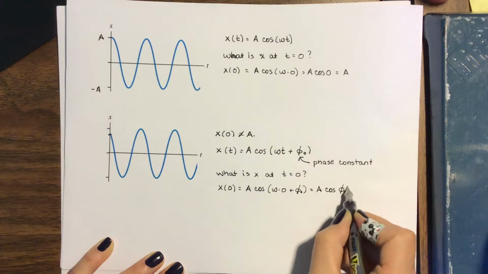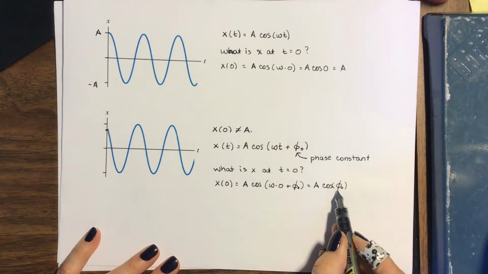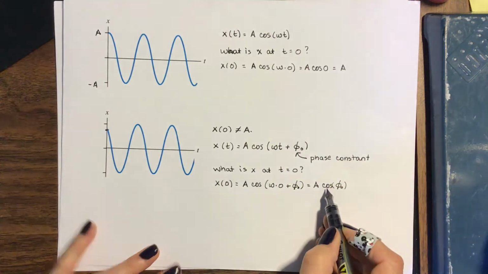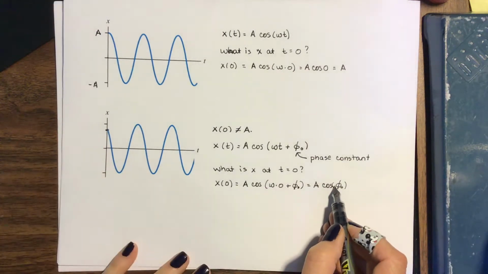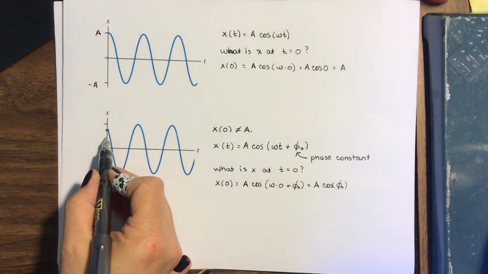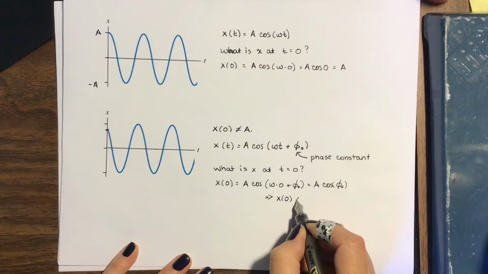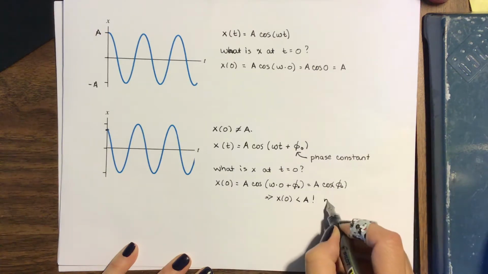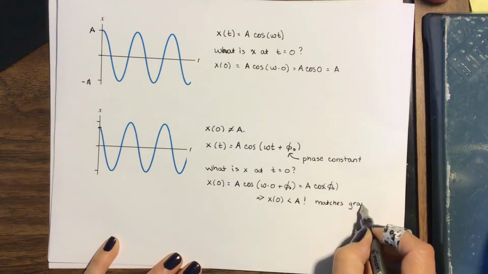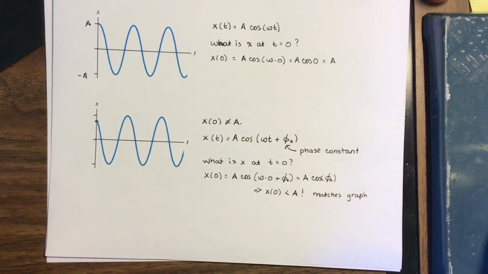Now if you remember your cosine values, cosine will always be something between +1 and -1. So if phi naught is not equal to 0, this value is going to be something less than 1. So our x of 0 is going to be less than the amplitude, and yep, that's what we see right here in our graph. So our phase constant phi naught allows for a different starting point.